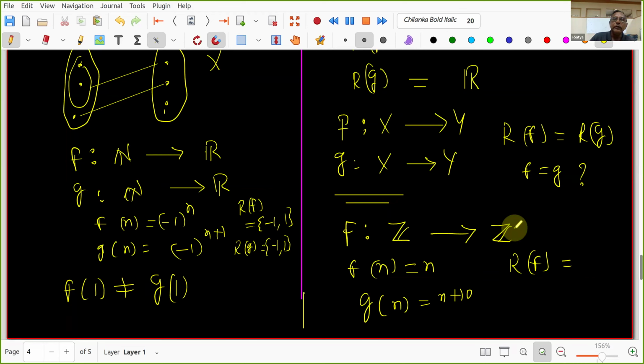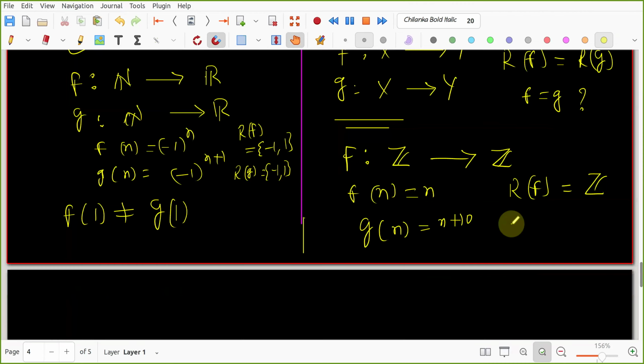So which elements will you get? 1 goes where? 1 goes to 1, 2 to 2, -3 to -3. It is an identity function. So what will be the range of the identity function? Integers. Yeah. What about g? Is every element I'm getting in integers? What is the range of g? Integers. Integers again, right?